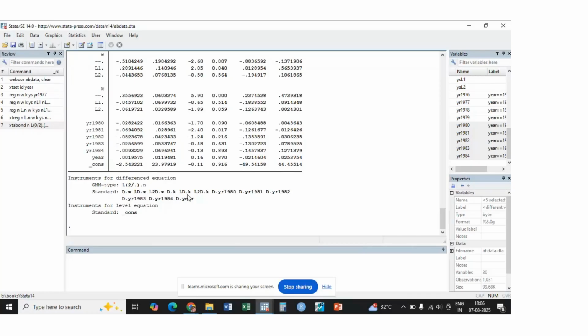Which are the instruments that were created? That is given here. These were the instruments that were created. How many instruments are there here?